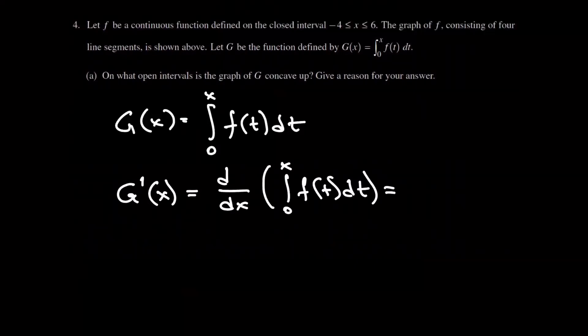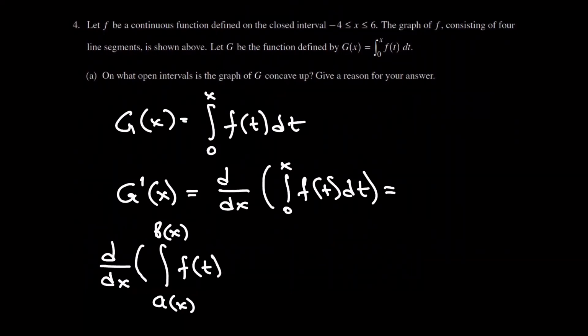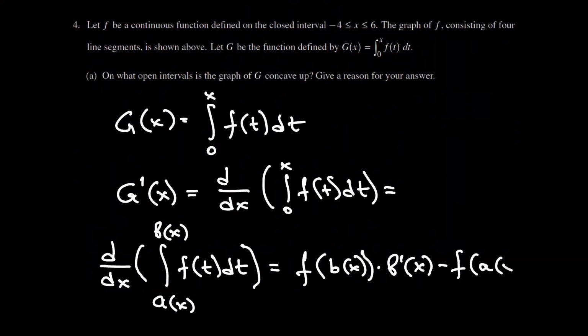And let's recall, how do we differentiate the integral? Let's say we need to differentiate with respect to x the following integral: the integral from a, which is a function of x, to b, which is also a function of x, of f of t dt. This is equal to f, where we plug in the value b of x, times the derivative of b with respect to x, minus f, where we plug in a of x, times the derivative of a with respect to x.